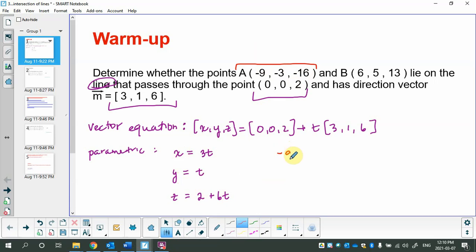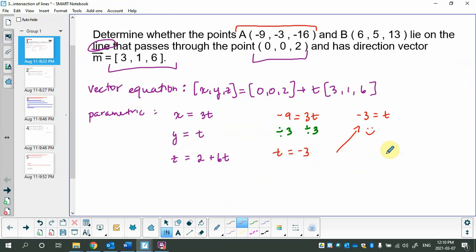So -9 is equal to 3t. I can solve that. That is something where I can get the t by itself. And I end up with t is equal to -3. So now I have an expected t value for the other two. So the next one is -3 is equal to t, subbing -3 in for the y. And that's the same thing, so I'm happy.